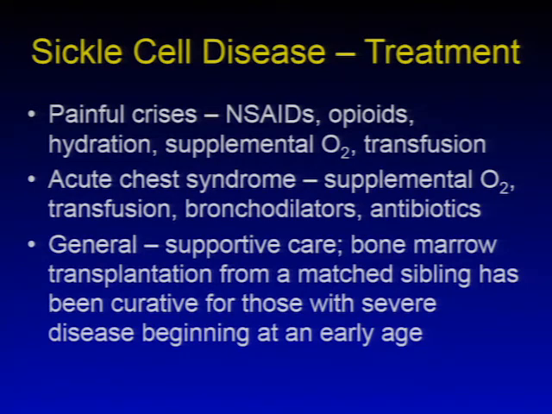If patients exhibit severe disease at an early age, bone marrow transplantation can be done. It has been done from a matched sibling and has been curative. But again, usually those patients who get to bone marrow transplantation are exhibiting severe disease at quite an early age.